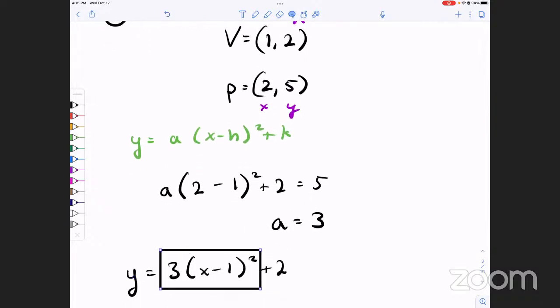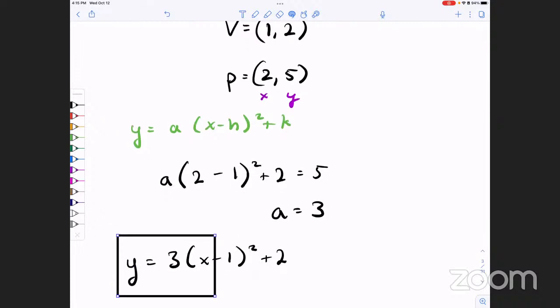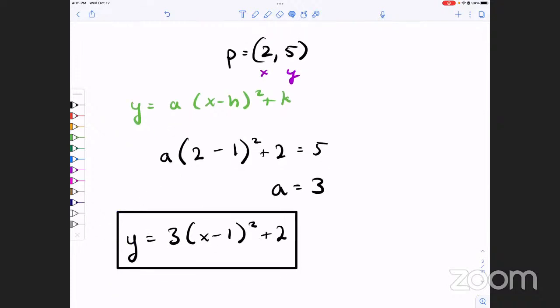Paste. And again, everything you see me writing, you'll get a copy of it. I'll make a copy available before we part ways today. Okay, so 3, negative 1, 2.